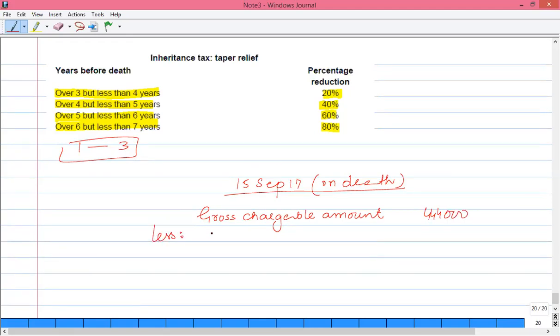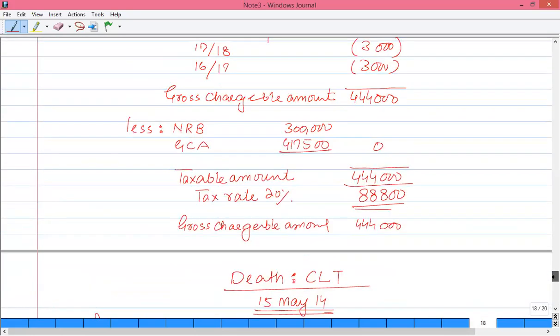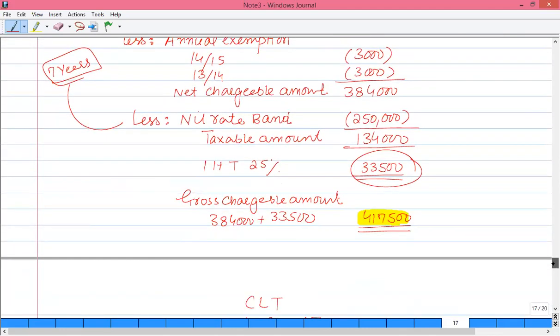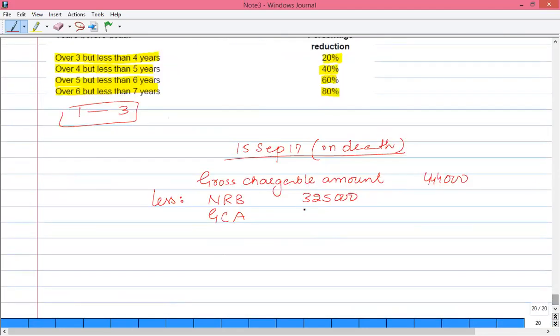And from this, we have to deduct the net nil rate band. The nil rate band is 3,25,000 in the year of death, and you have to consider the gross chargeable amount from the date of gift. You have to look back. From the date of gift, when you look back, we have another gift having a gross chargeable amount of 417,500. So that means the NRB is used up, so the whole amount is taxable.